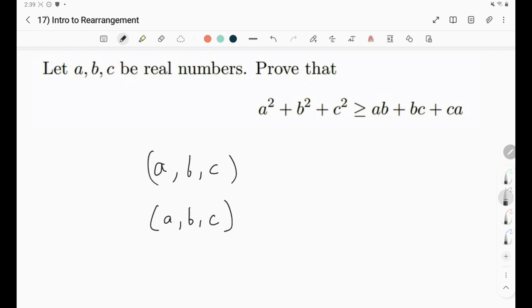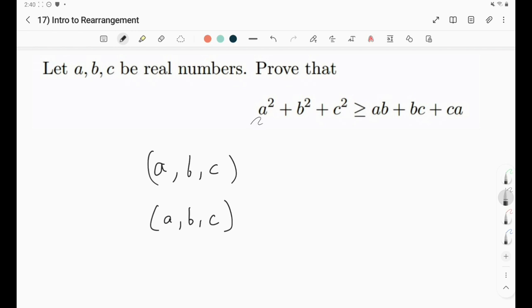Well, guess what? You cannot apply rearrangement unless you know the order of the sequences, right? But here they didn't really tell us the order. So that means we need to discuss all possible cases. If the order is a, b, c, or c, a, b, or b, c, a, and so on, you have 3 factorial permutations, so 6 cases. Well, actually, it turns out that's not the case. You don't really need to do that.